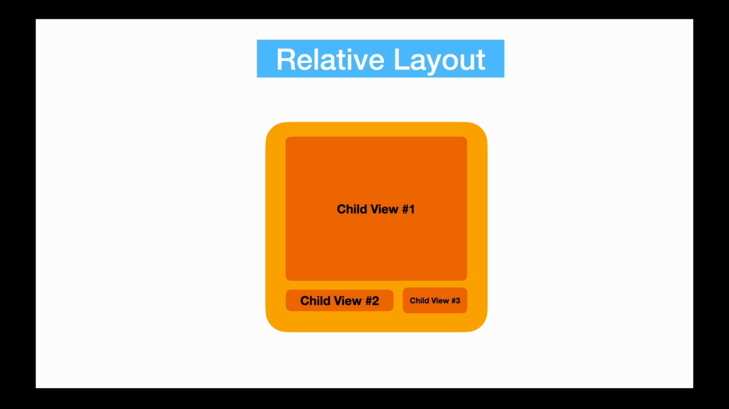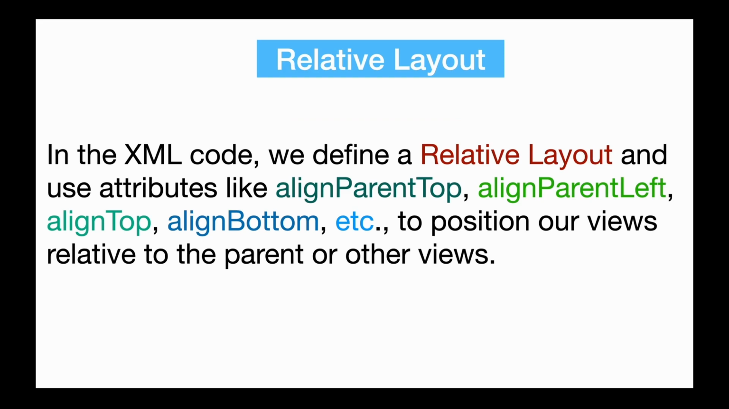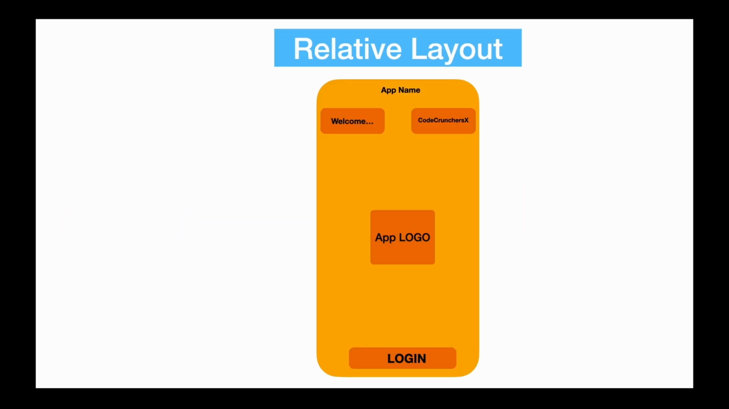Unlike linear layout, relative layout allows us to position views relative to each other or relative to the parent layout. In the XML code, we define a relative layout as a parent layout, and inside the child elements, we will use attributes like align parent top, align parent left, top, bottom to position our views relative to the parent or other views. So let's see how to create a simple UI like this using the relative layout only.